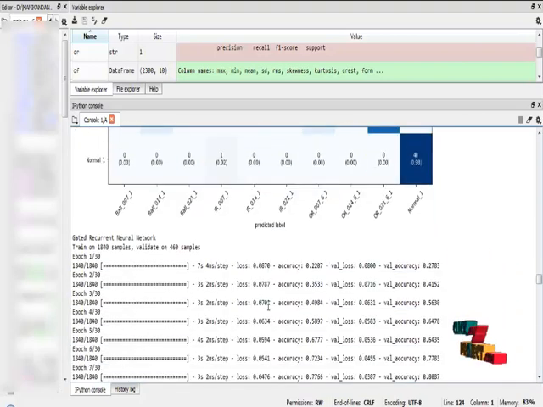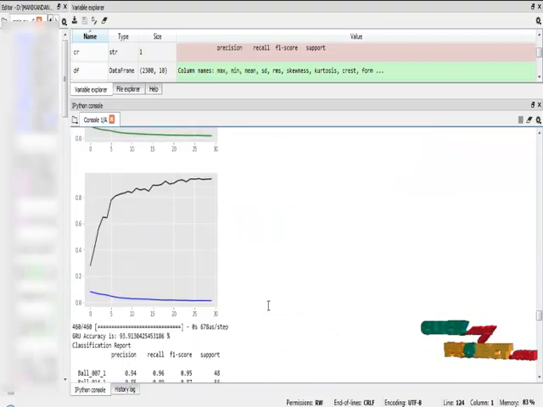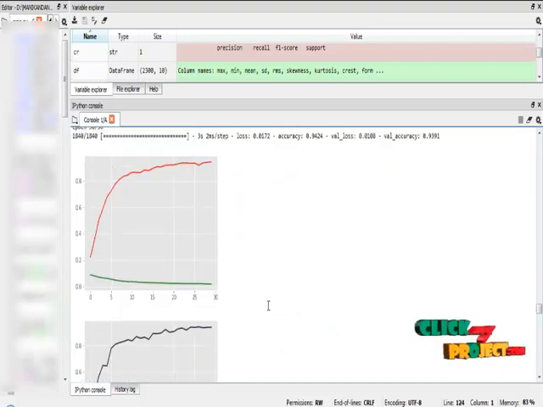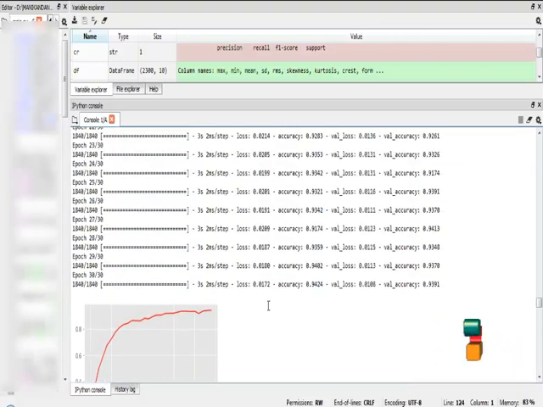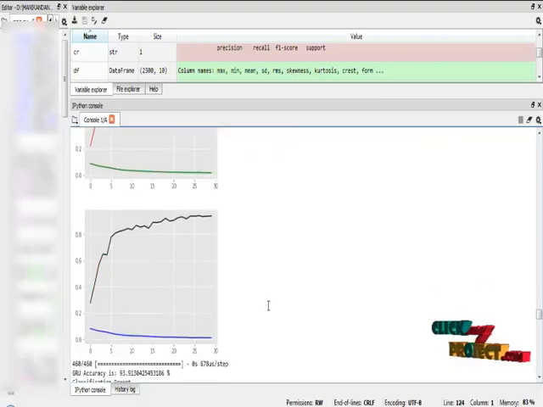Our second algorithm is the gated recurrent unit neural network algorithm. This algorithm achieves an accuracy of 93%. We are using the same epochs for the LSTM algorithm and the gated recurrent unit algorithm, but the GRU algorithm achieves higher accuracy.